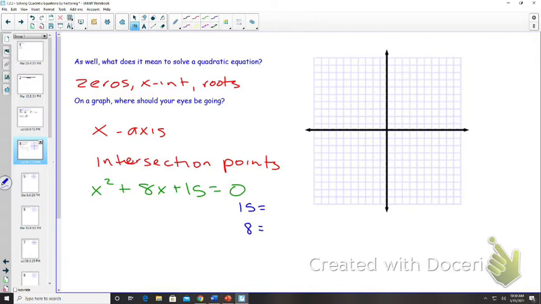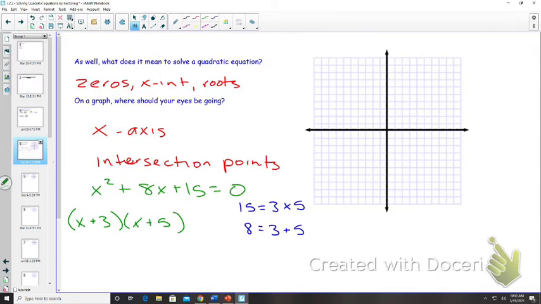We do 3 and... never mind. No, you're right. Oh yeah, 3 and 5. Yeah, a 3 and a 5. So 3 times 5 is equal to 15 and 3 plus 5 is equal to 8. Okay, so we then have x squared plus 8x plus 15, so we'll have x plus 3 and x plus 5.